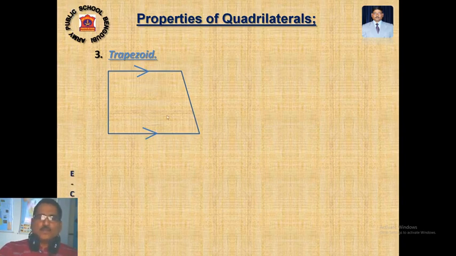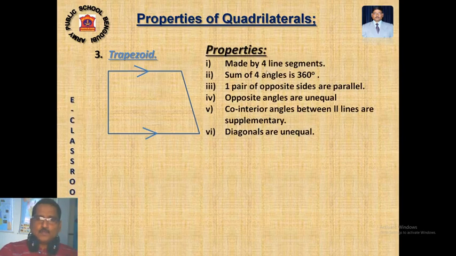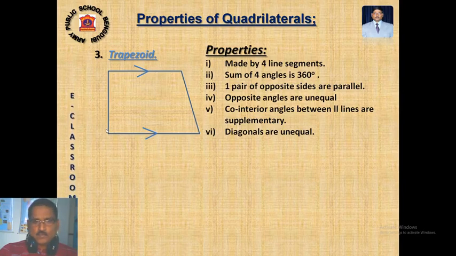Okay. So what are the salient features? Made by 4 line segments. Sum of 4 angles is 360 degrees. One pair of opposite sides is parallel. These two are parallel. And opposite angles are unequal. This is not equal to this. This is not equal to this. If I draw the diagonals, they will also be not equal. This figure is the trapezoid.